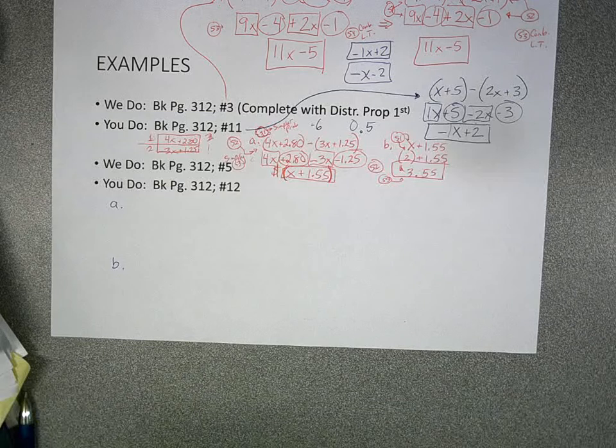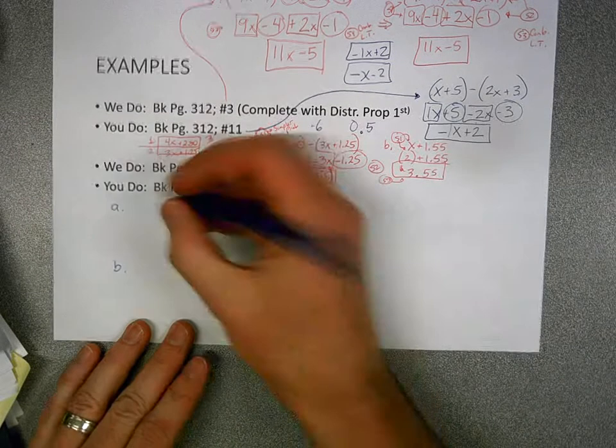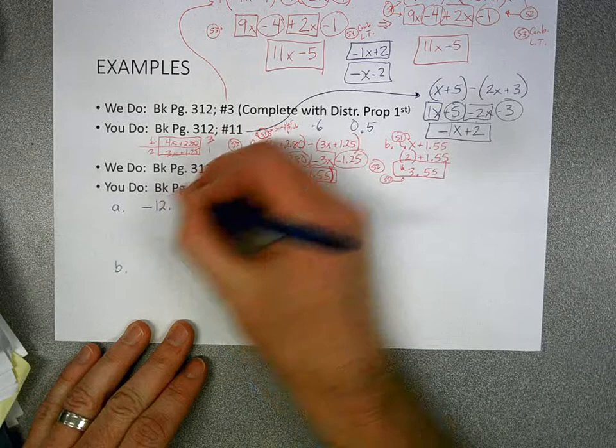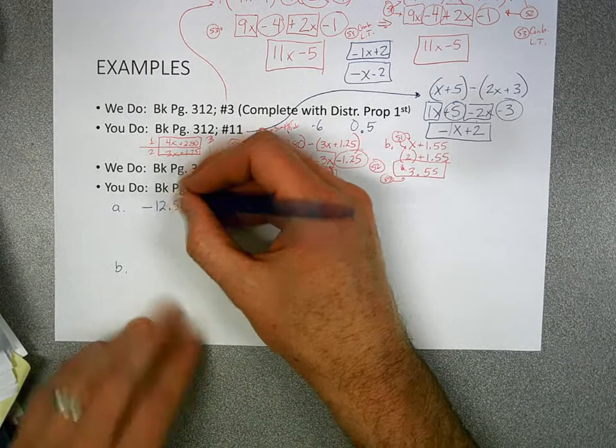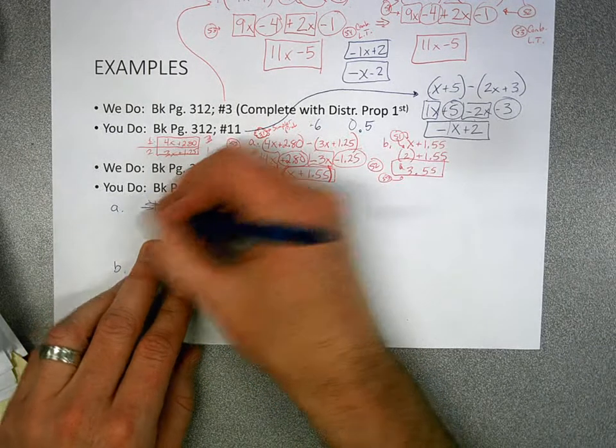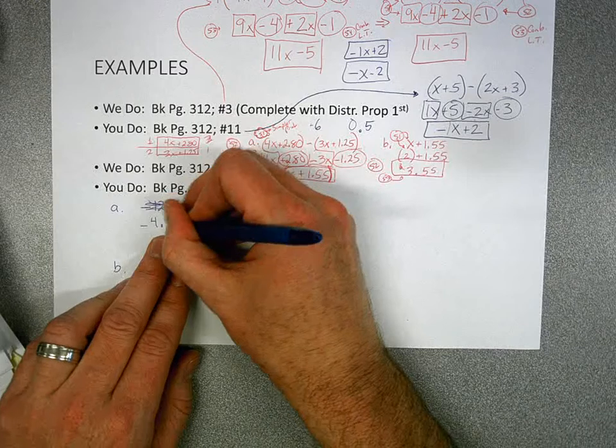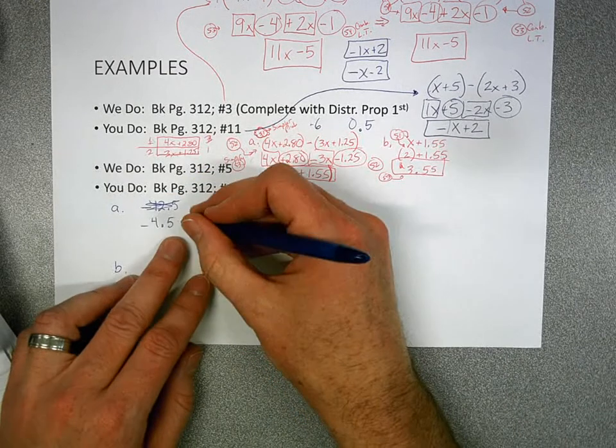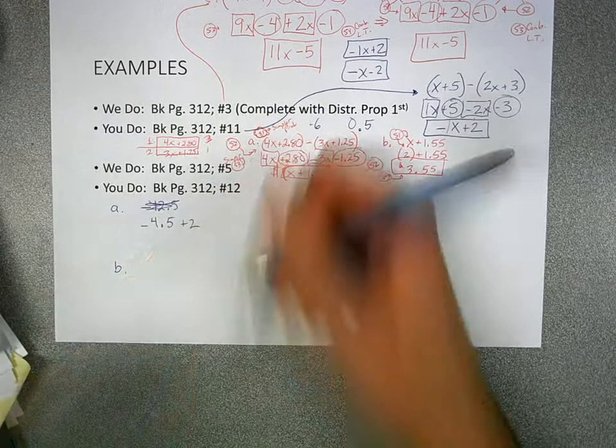Okay, seat 6. I got negative 4.5x plus 2. Negative 12 point... no, 4? Oh, 4.5. Yeah, sorry, my fault. Negative 4.5. I'm getting old, my hearing's going. Negative 4.5x plus 2. All right. Agree, disagree?